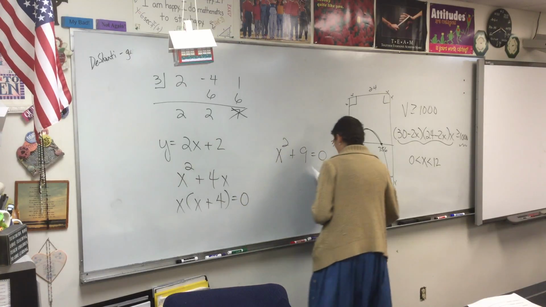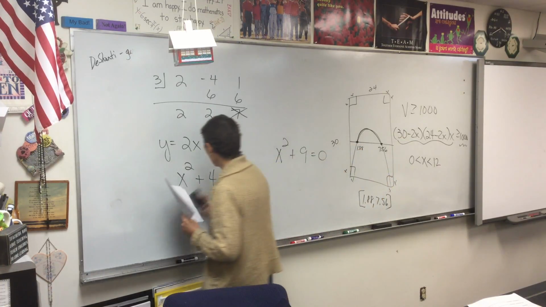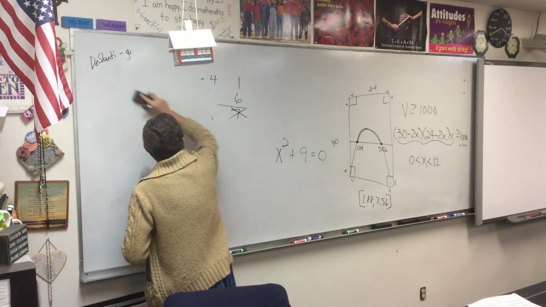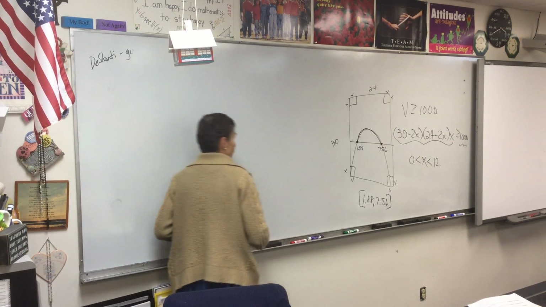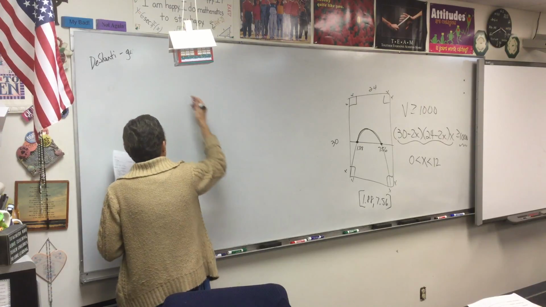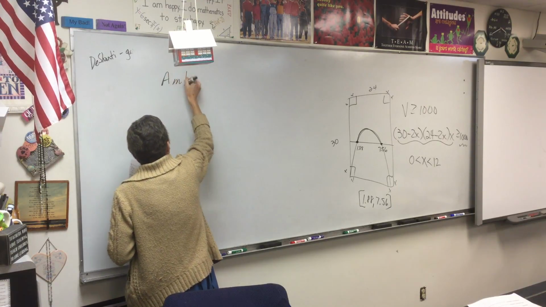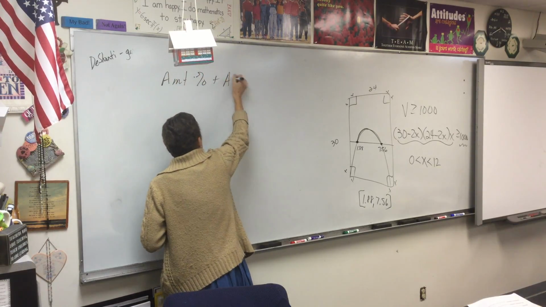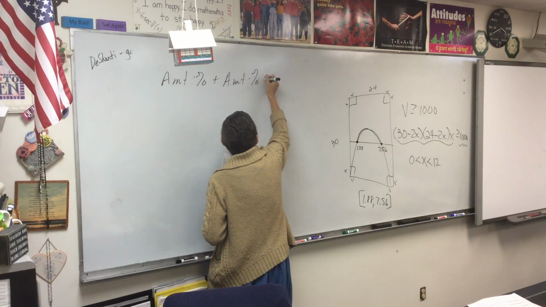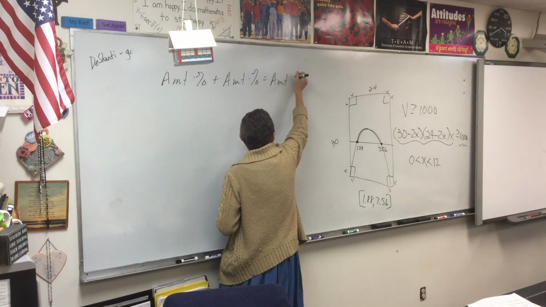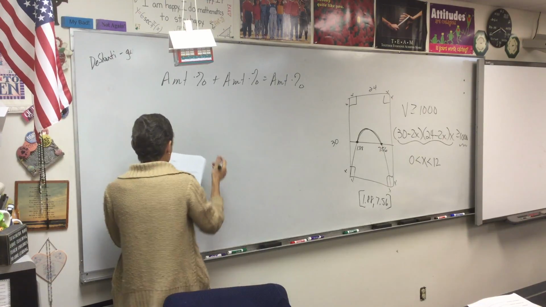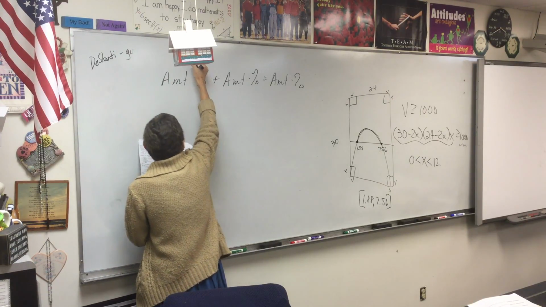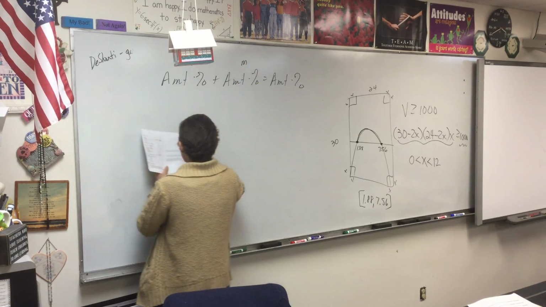Next, that was A, now we have B. Now we got a mixture problem, mixing lemonade. What is our general format for mixing lemonade, or mixing anything? Amount times percent plus amount times percent equals amount times percent. Alright, so here we go. Let's fill in what I've got. I got Bob and Max.